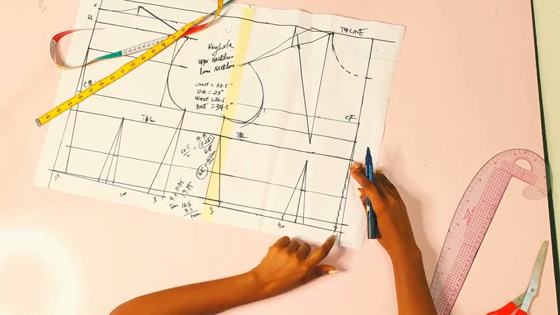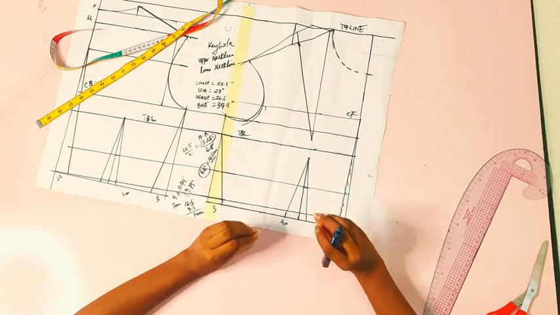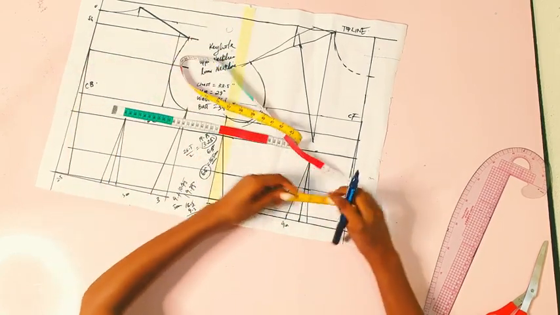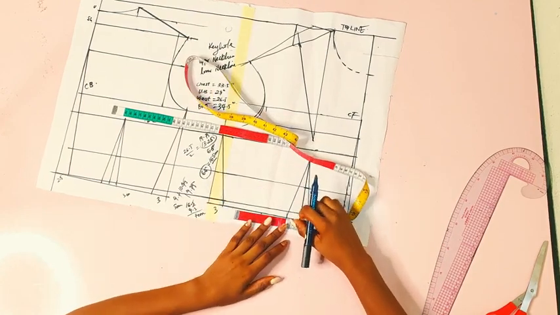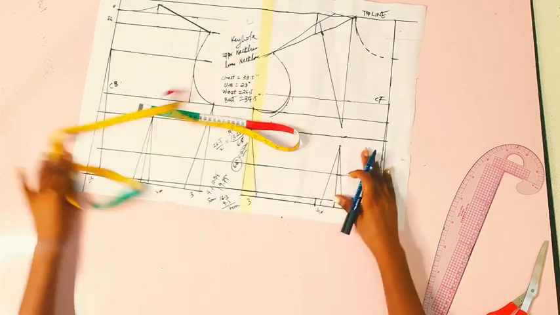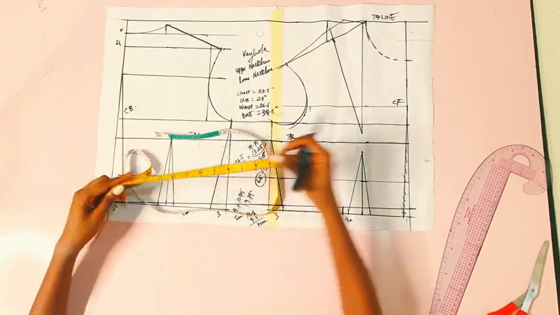Now, what is the function of this 1 centimeter? This 1 centimeter, we'll add it to this side to make the cup more full. Okay. So I'm going to add the 1 centimeter here to make it more full. All right. I hope you are following. So I've transferred this from here to here. Now let's measure the underbust.